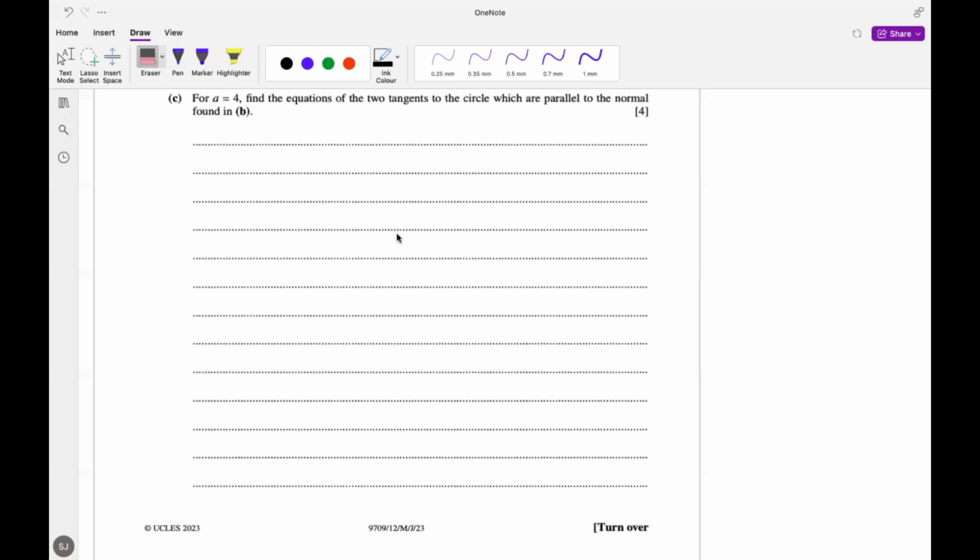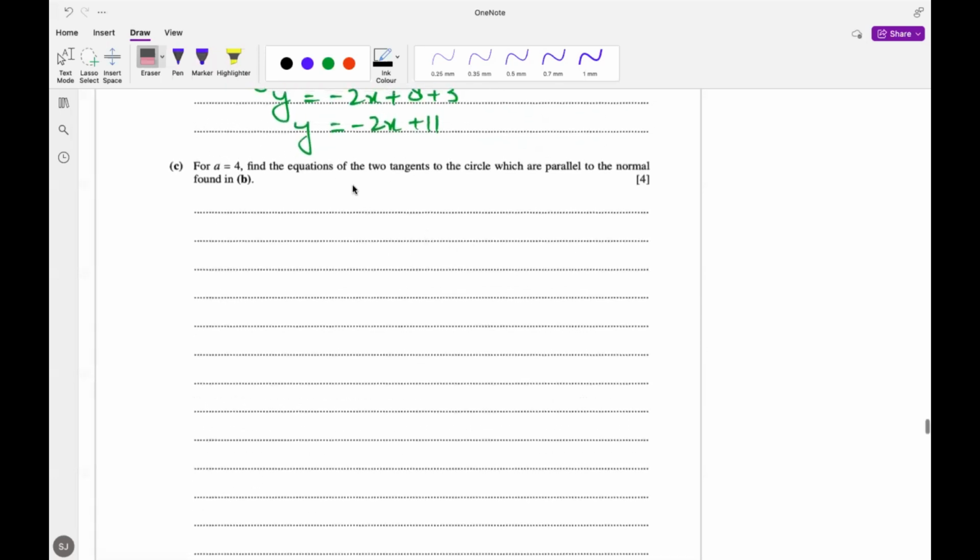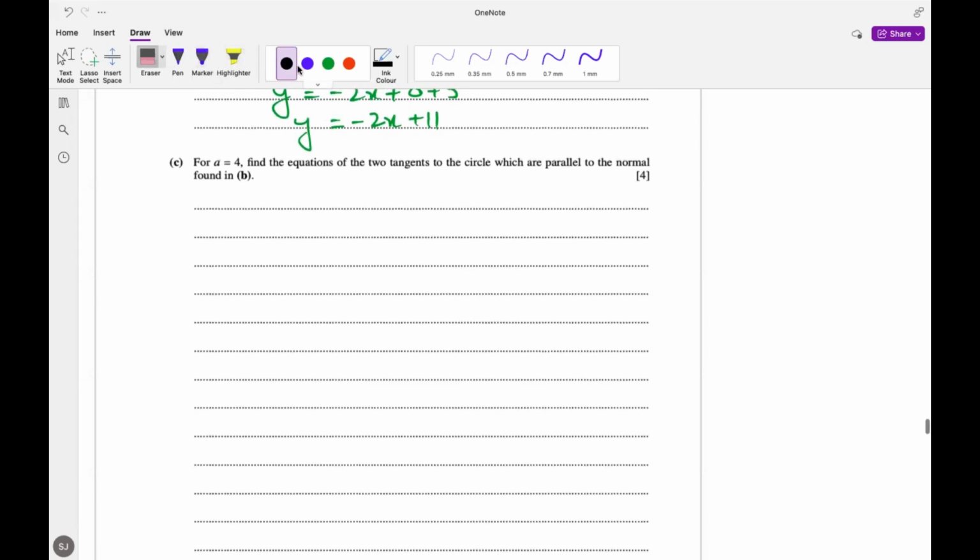In part C, for a equals 4, we have to find the equations of the two tangents to the circle which are parallel to the normal found in B. Now, the equation of the normal found in B was y equals minus 2x plus 11. It means that the gradient of the tangents which are parallel to the normal will also be minus 2. So we can say that the equation will be y equals minus 2x plus c, as the c is unknown, so we'll write it as it is. The equation of the circle was x minus 4 whole squared plus y minus 3 whole squared equals 20.